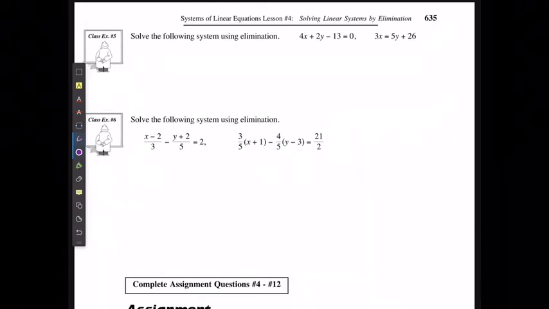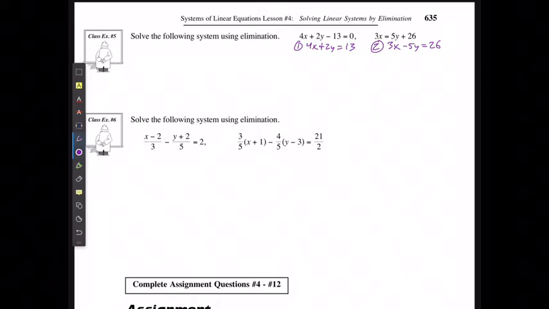For example 5, it just wants us to pick how we want to approach this. Well, the first thing is I want to make sure that my equations are in the same form. The most consistent way that I do this is I always want my constant on the right-hand side and my variables on the left. So the first equation is going to be 4x plus 2y is equal to 13. My second equation is going to be 3x minus 5y is equal to 26.